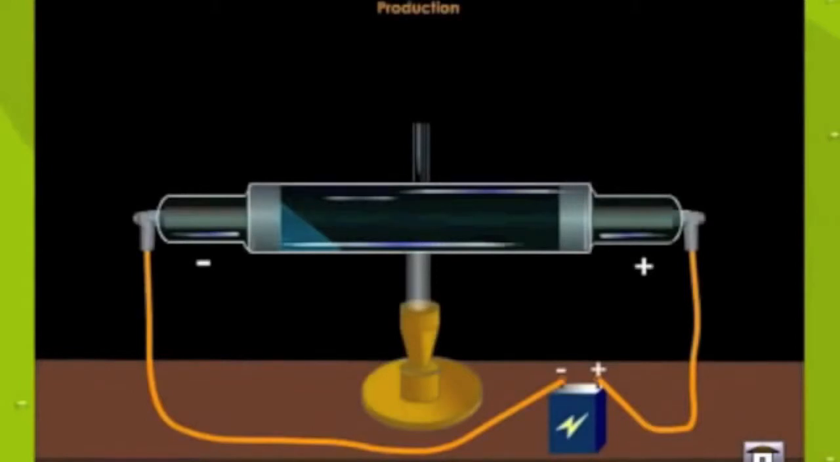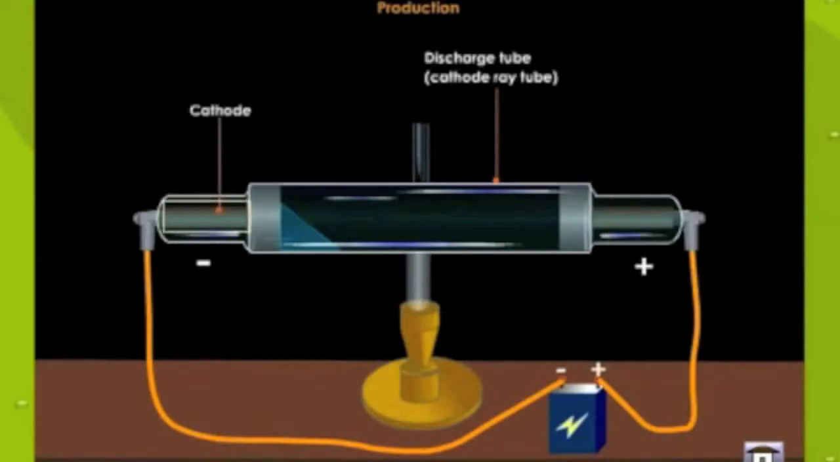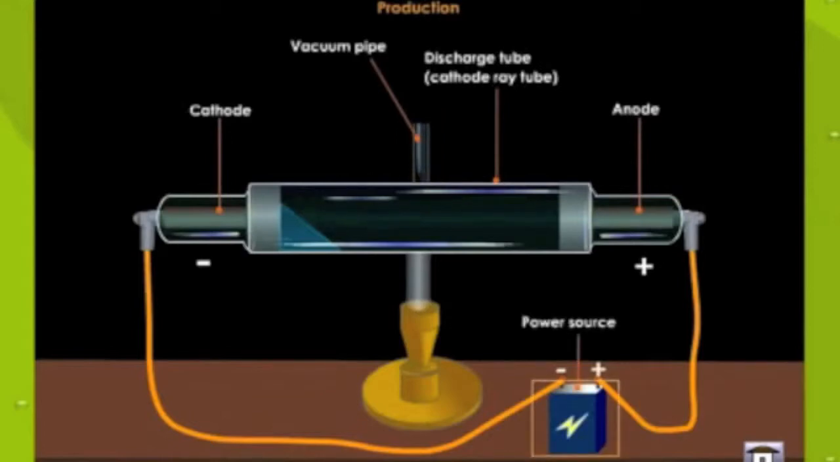Production. Cathode rays are produced in a discharge tube. Hence, the discharge tube is generally referred to as the cathode ray tube. The cathode ray tube is a partially evacuated glass tube with cathode and anode placed at the ends of the tube. A vacuum pump is used to partially evacuate the tube. The cathode is connected to the power source with the help of a clip. The tube is supported on a stand.